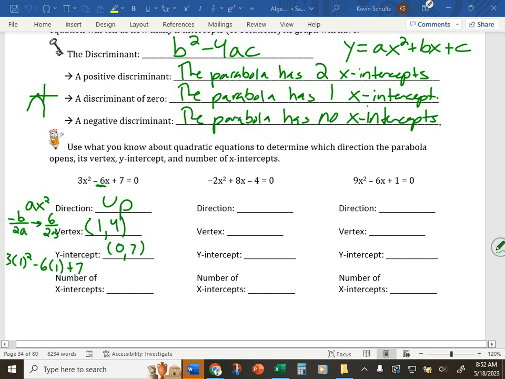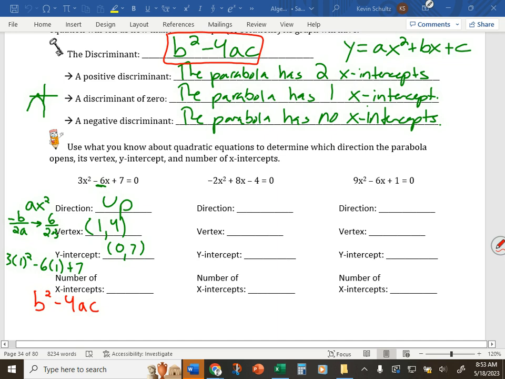The new part now, so I'll do it in red because it's important, is the number of x-intercepts. Okay? And that number of x-intercepts comes from using the discriminant, b squared minus 4ac. So we write that formula down, b squared minus 4 times a times c.